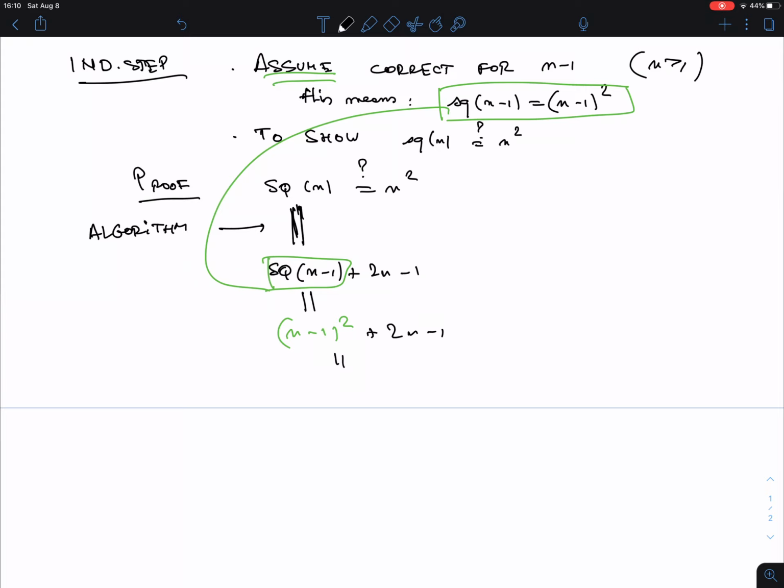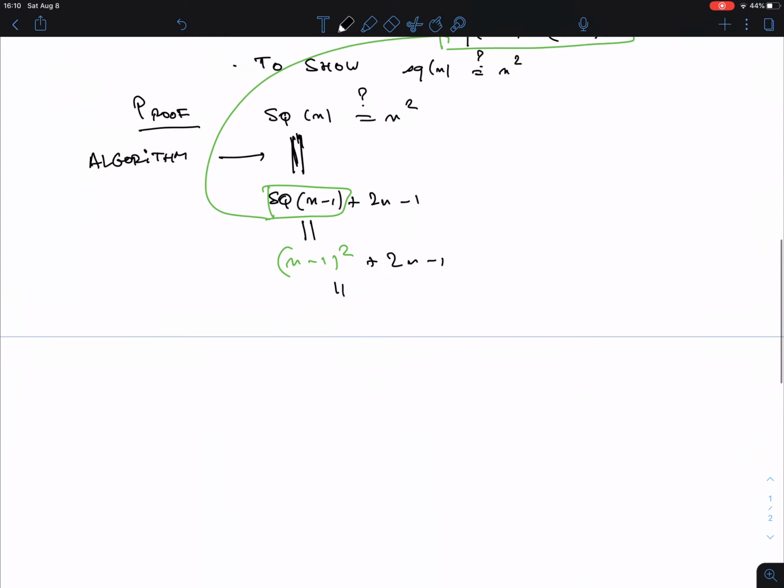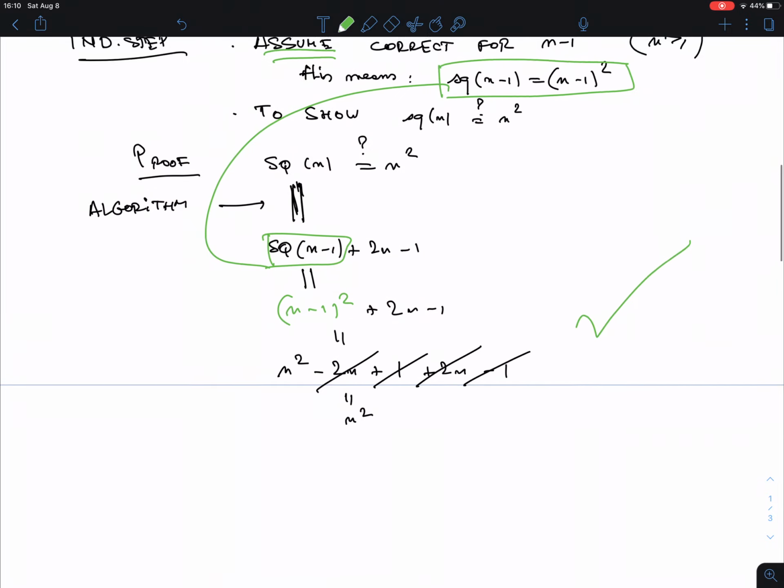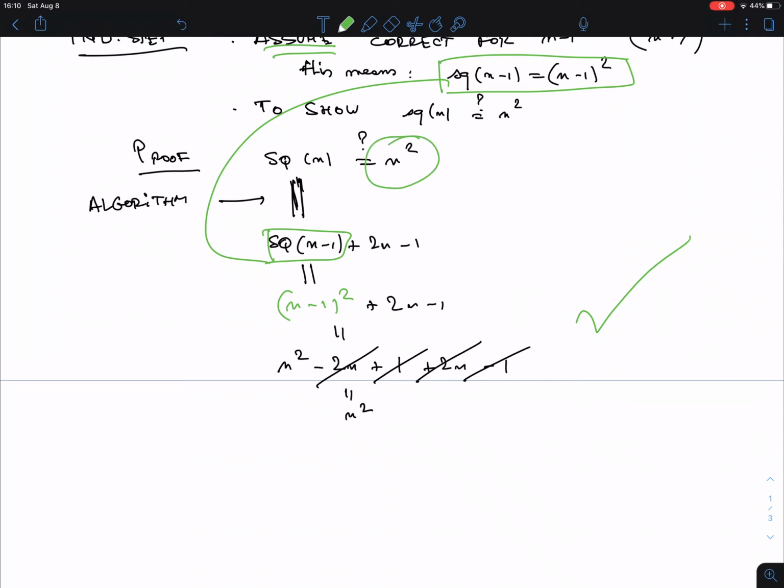And then the final step is often a little bit of algebra. So let's simplify this thing. n squared minus 2n plus 1, the double product formula, plus 2n minus 1. The two n's cancel, the minus 1 and plus 1 cancel, so this is n squared. And then at this point we can say, yes, we have achieved our right-hand side, and we are done.